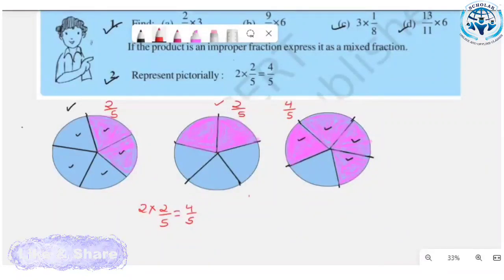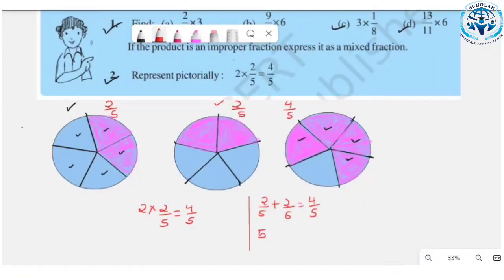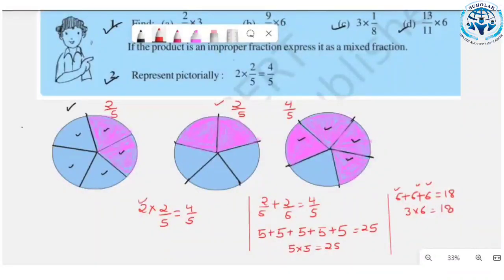It is the same as if we add 2 plus 2 plus 2 or we multiply 2 into 3, the result will be the same. I am explaining in this way. 2 by 5 plus 2 by 5 is equal to 4 by 5. If we add 5 five times, we will get 25. If we multiply 5 into 5, 5 times 5 is 25. 3 times 6, 3 into 6, 18. 6 plus 6 plus 6 is 18 and 3 into 6 is also 18. I have explained in this way. You don't have to write this in exams. Have you understood?